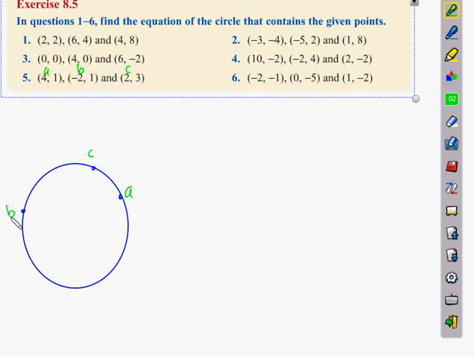So, I told you to start off with what type of chords? Chords AB, is it? Yeah. So we're going to do the chord AB. Now we're going to have to get the midpoint of AB. Just to speed up the process, can anybody give me the midpoint of AB? (1, 1). Everybody happy with that? Okay. Slope of AB? 0. Okay.